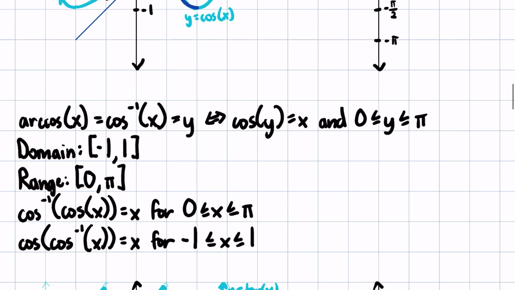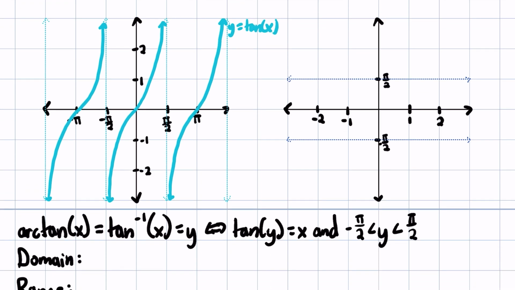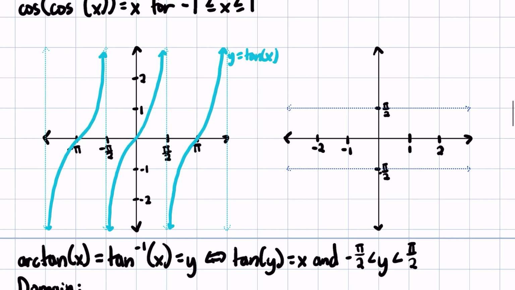All right, now moving on to tangent. With this one, in order to make this 1-to-1, the restriction that we're going to choose is from negative pi over 2 to pi over 2. And so when we graph this, we get something that looks like this. So this is arctangent.